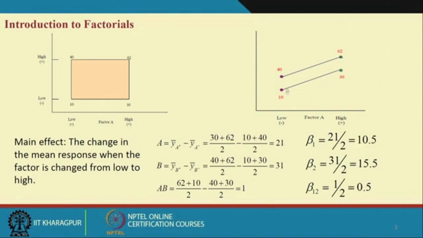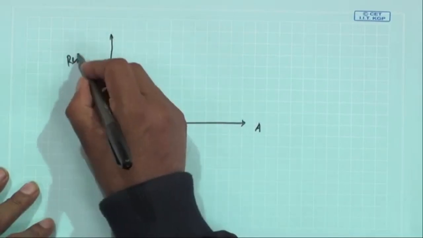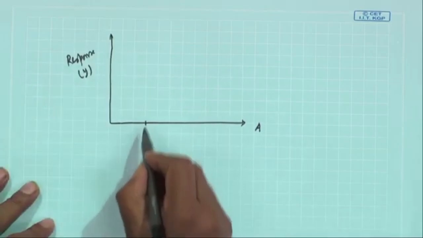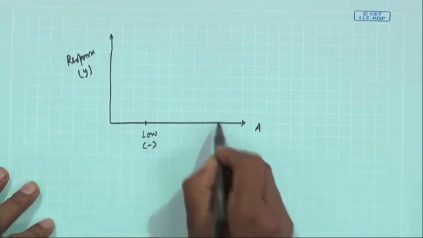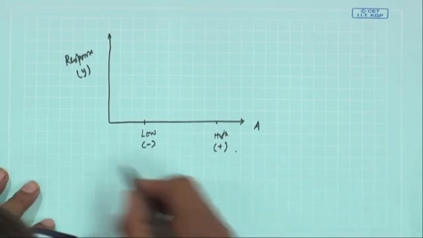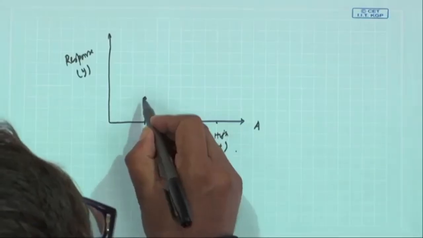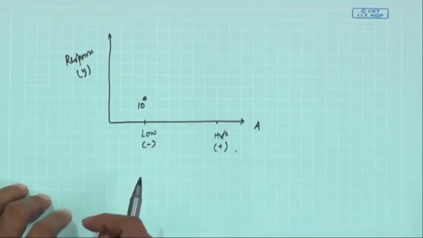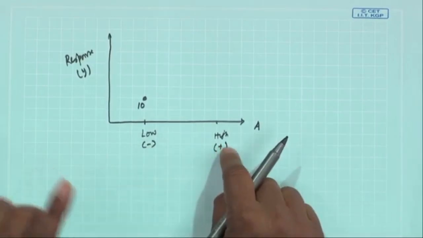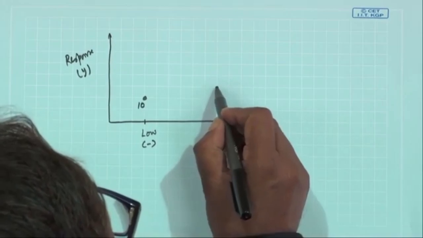Now, here you can see this graph, I can draw this graph. The graph is response versus, suppose this side A and this side response. What is response? Response is Y. So, A at low or minus to high or plus. Now, consider B at low. When B at low, A at low, the Y value is 10. When A high and B low, the value is 30. Suppose this is 30.